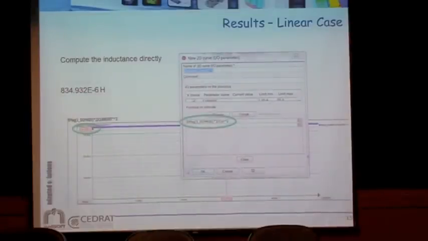Oh, by the way, yes, you can compute. You don't have to do the division like I did, but you can do it directly. So when you do a curve, you can actually enter a formula. So right here, I'm calculating the energy of the domain times 2 divided by the square of the current. And of course, it gives me a straight line. And it's the 0.835 millihenry. I mean, it's what it is.